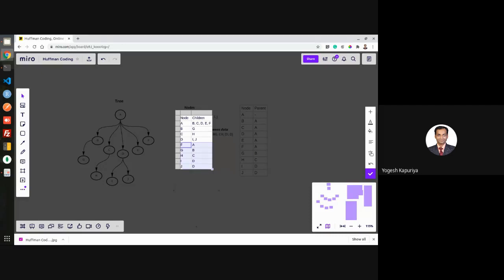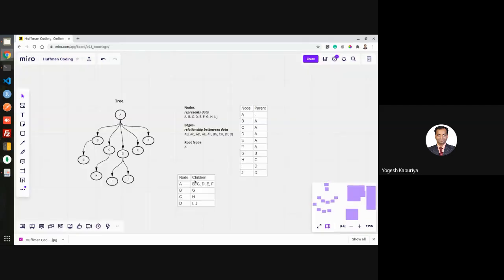And then you don't have any node which has children. Right. So I hope this is clear. Parent and child. The children of A are B, C, D, E, F. Here it's G, here it's H, and this is I, J.